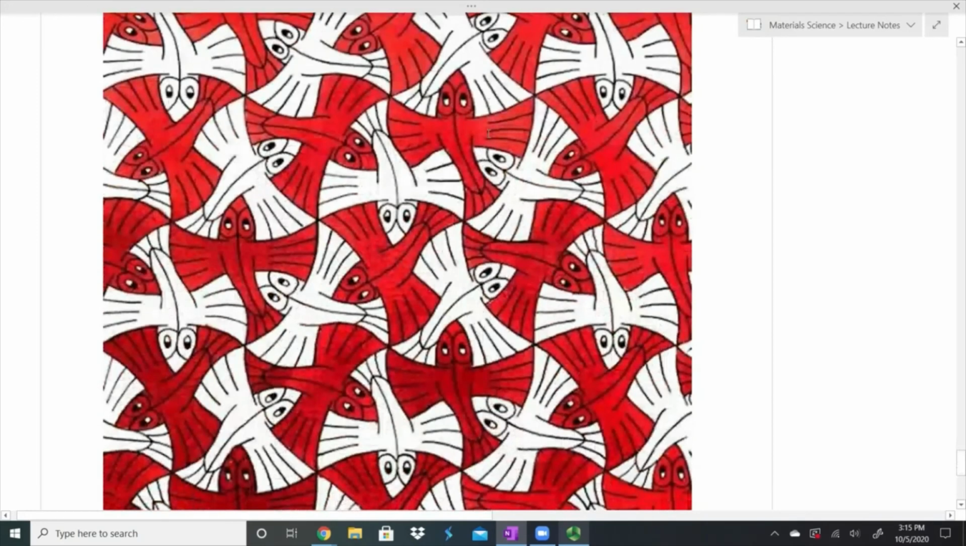There are a couple of them here, and you can pause the video and try to figure out how that pattern repeats and where the two-dimensional unit cell is for these pieces of art or these patterns.